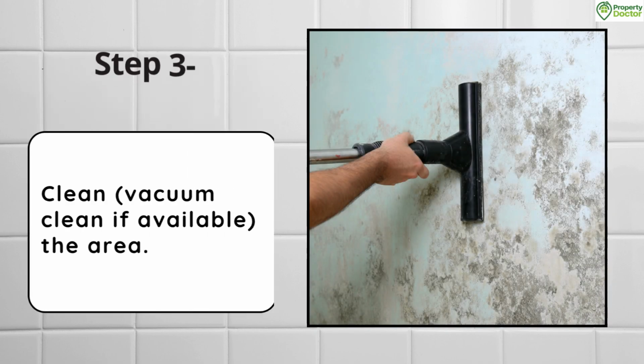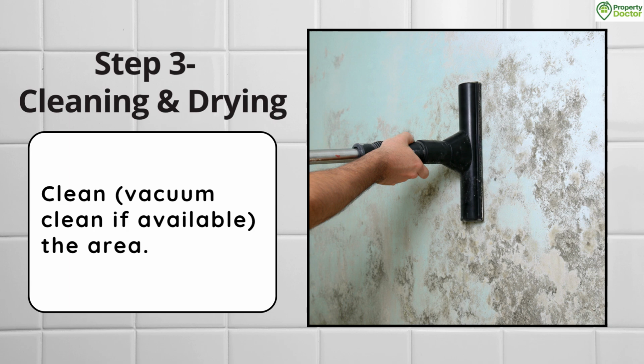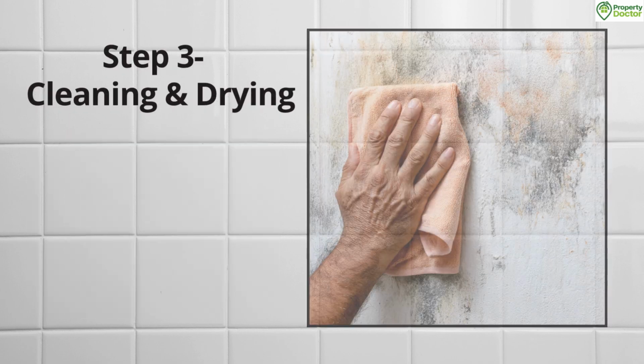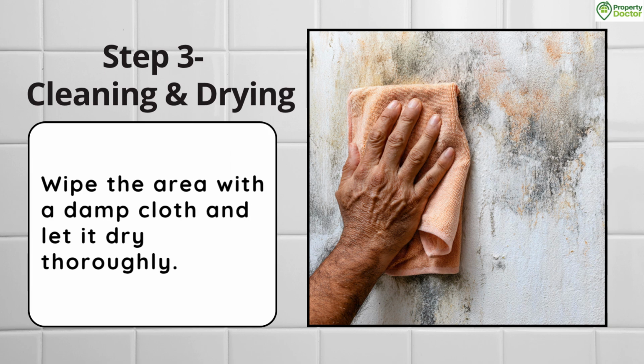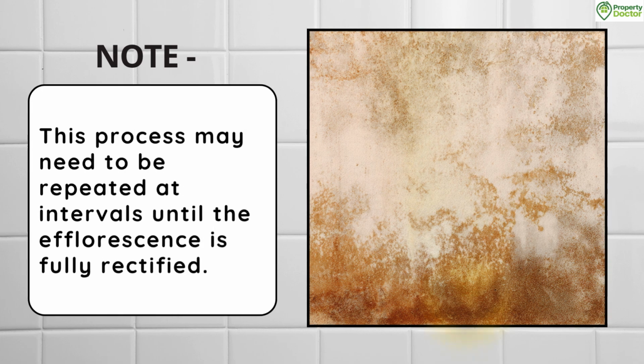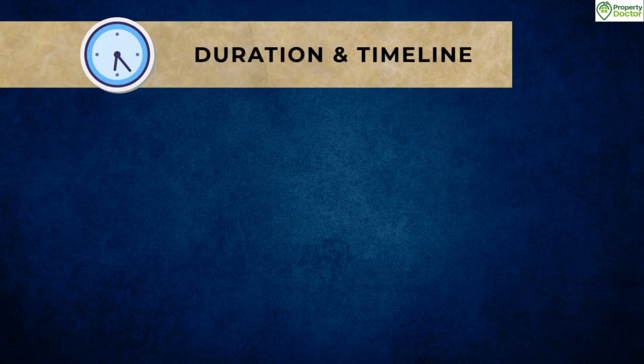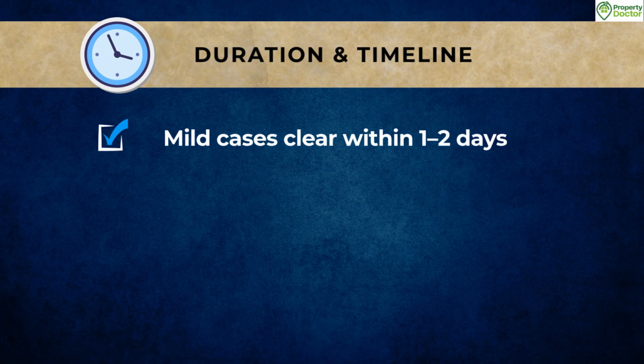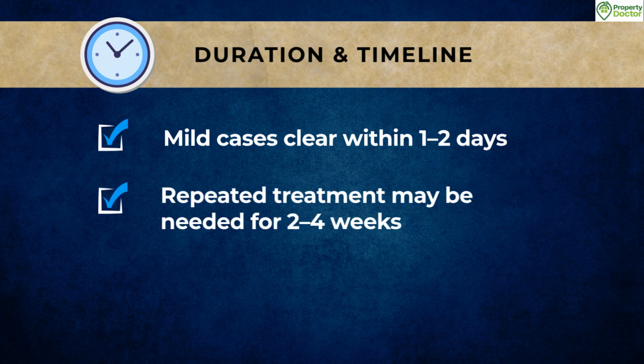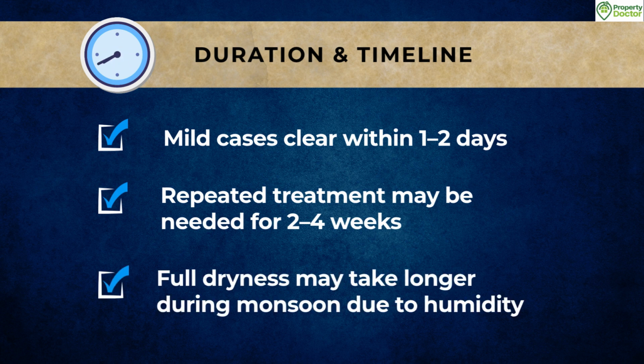Step 3. Cleaning and drying. Clean or vacuum clean, if available, the area. Wipe the area with a damp cloth and let it dry thoroughly. Note: this process may need to be repeated at intervals until the efflorescence is fully rectified. Duration and timeline. Mild cases clear within 1 to 2 days. Repeated treatment may be needed for 2 to 4 weeks. Full dryness may take longer during monsoon due to humidity.